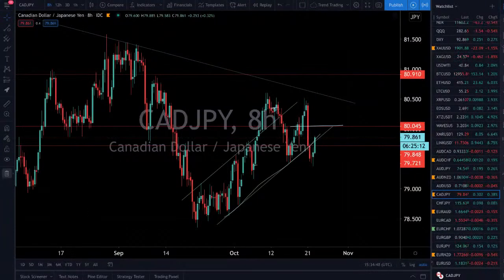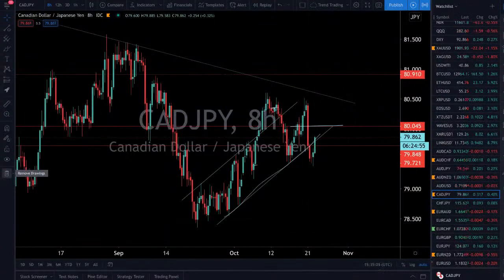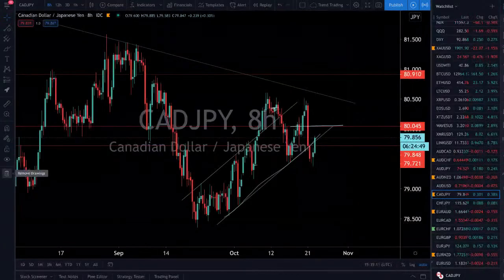Here's the thing. Horizontal support and resistance take precedent over trend lines. So if you're getting confused right now with trend lines, focus on horizontal support and resistance, and only take trades right now off of horizontal support and resistance, off of breakout, retest, and resumptions. All right, Kaya?